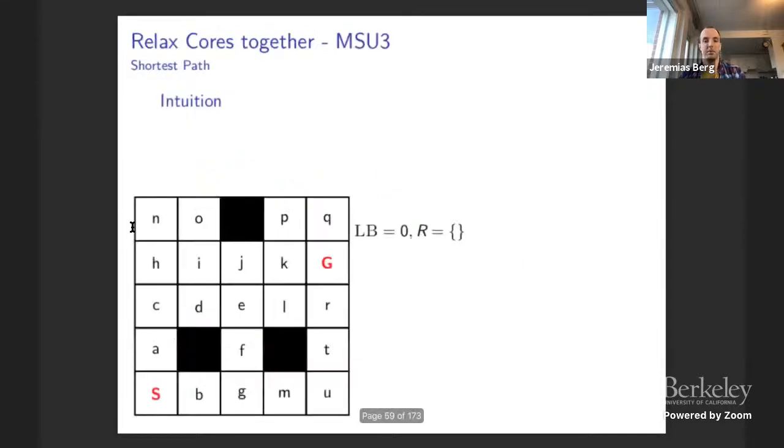Okay, so first, starting with the approach where you try to relax the cores together, which is implemented, among others, by the so-called MSU3 algorithm. Here, we start by initializing a set that I'll call R to be the soft clauses that need to be relaxed, or the squares that we can visit in this example, and a lower bound. Initially, we have the lower bound set to 0.